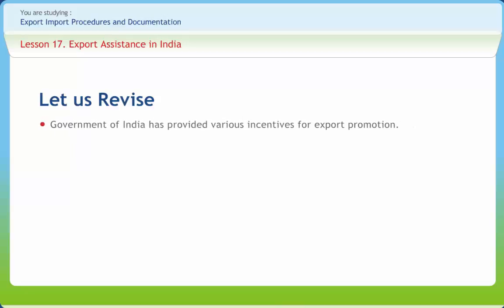Before we end, let us briefly revise what we have studied till so far. Export promotion has assumed critical importance in Indian economy. Export growth has become main determinant of economic growth. With the increasing requirements of imports, exports have now emerged as the only viable source of meeting the foreign exchange needs. Government of India has provided various incentives for export promotion.